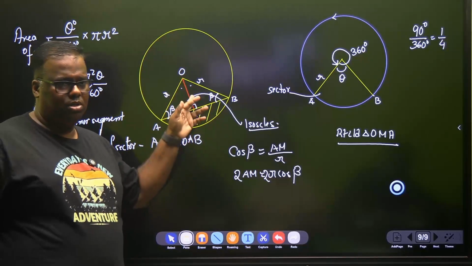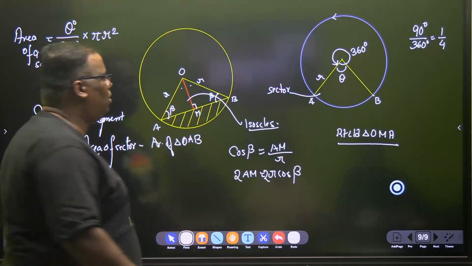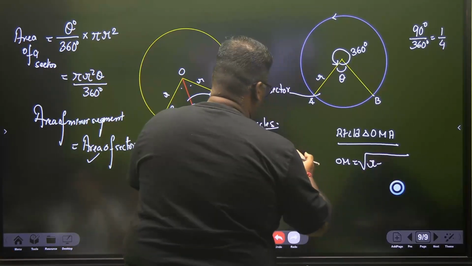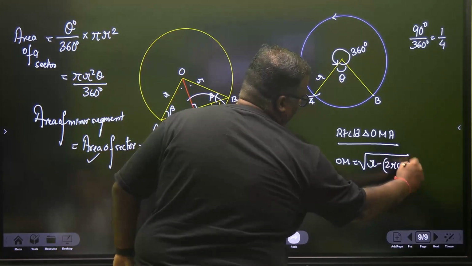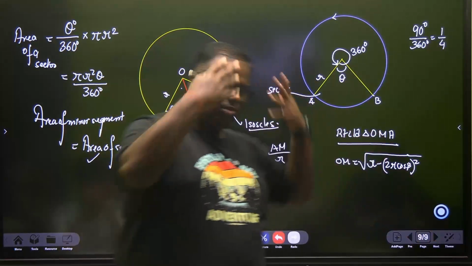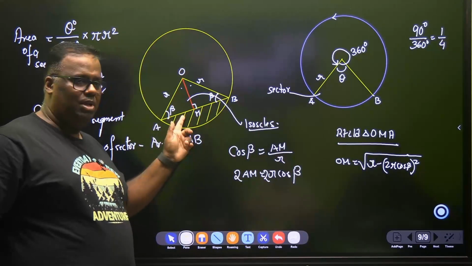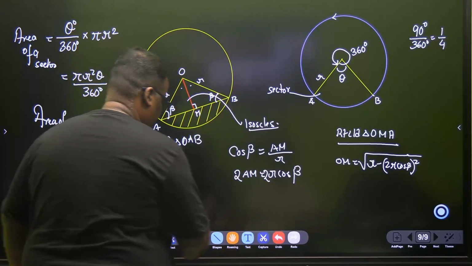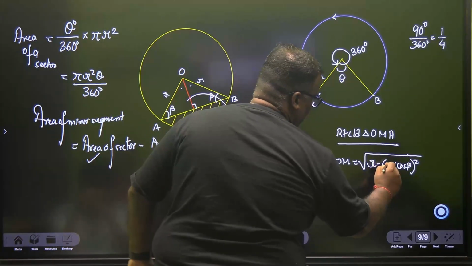And then you need the altitude. Once you have found out AM and you know R, so you know the altitude also. What will be the altitude? OM. OM will be equal to root under R square minus AM square, which is R cos beta whole square. See, this formula may be there in many of the sample books and children get very confused. Nothing to get confused. You just use your common sense. Do you know the value of AM? AM's value is equal to R cos beta.